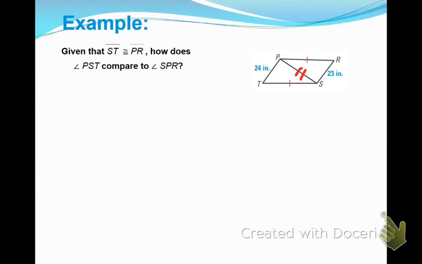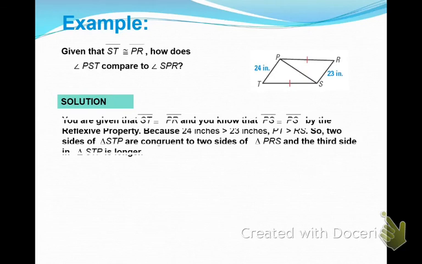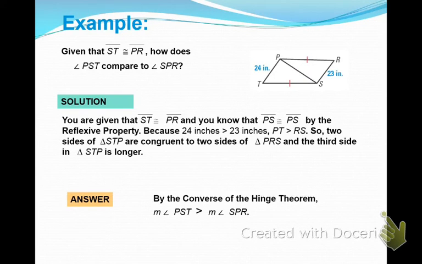Which angle is going to be larger, PST or SPR? Which angle would be larger? Megan, why? Exactly. Everything is the same except one triangle has the side 24, one has the side 23. 24 is greater than 23, so the angle across from it is going to be greater. So my answer would be PST is greater than SPR. You don't need to write down all that solution stuff. The answer is fine.